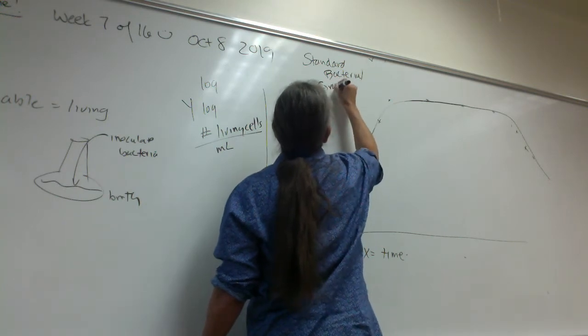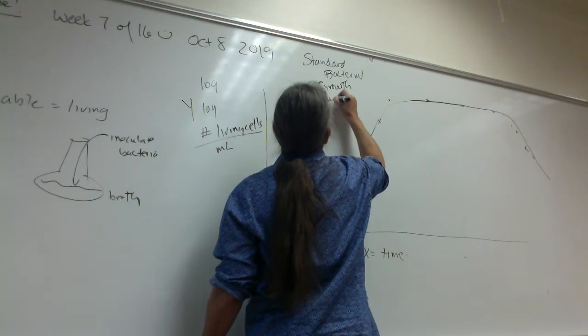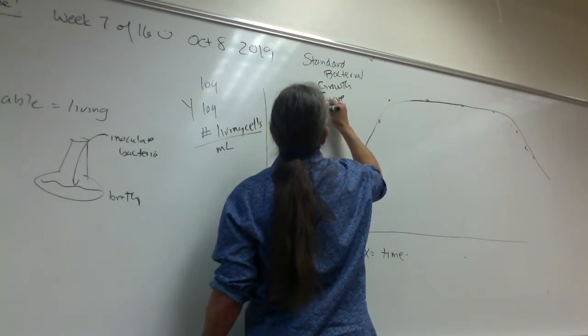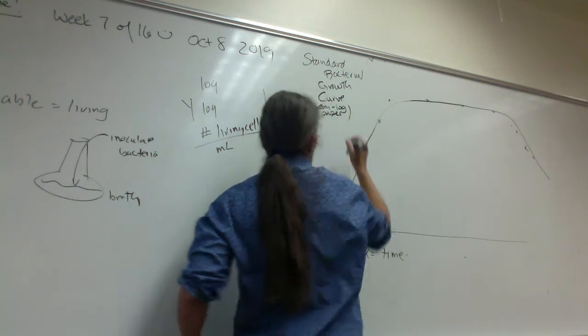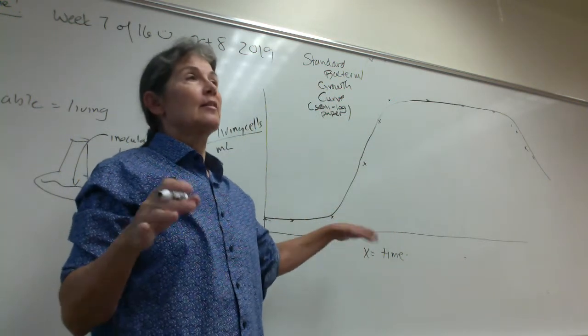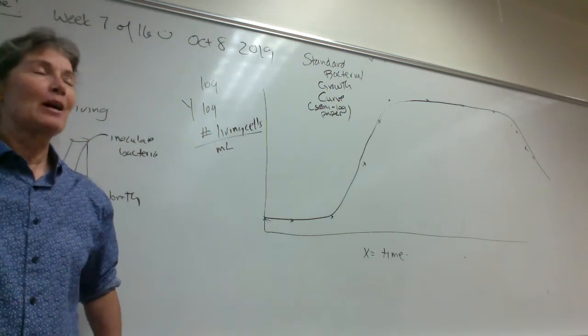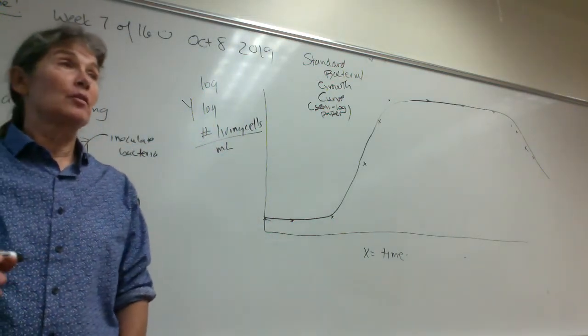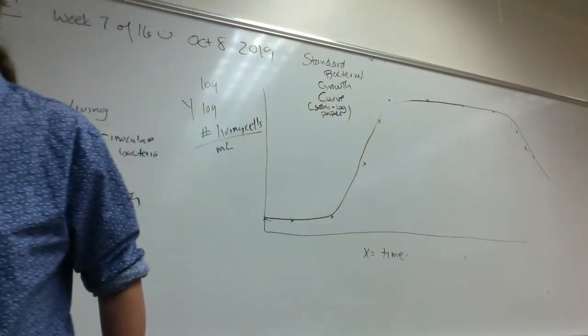And again, folks, we use semi-log paper. And again, folks, I could ask you, what's the x-axis? It's time. It's an arithmetic scale. The y-axis is the log power of 10 of the number of living cells per mil. Okay. So let's go ahead then and look at this standard bacterial growth curve.